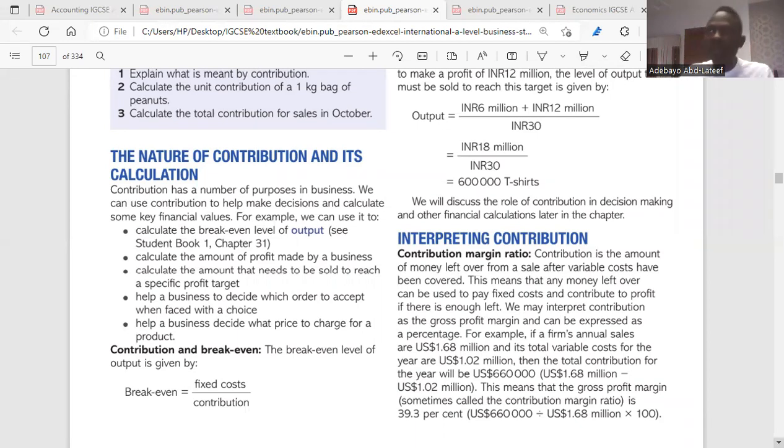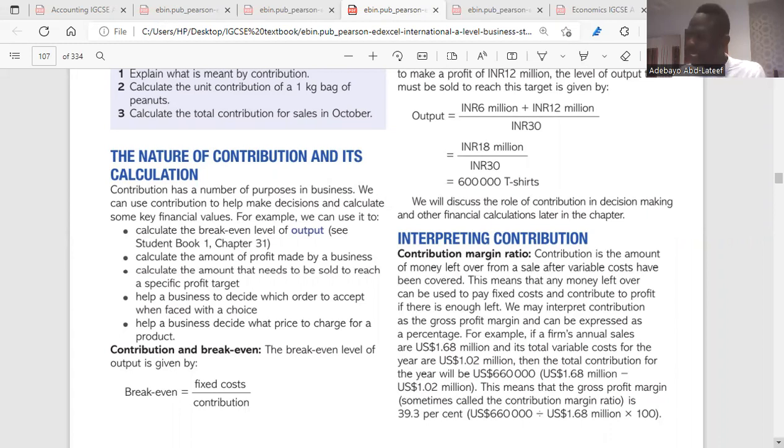So it has its own formula, and the formula is fixed cost divided by your contribution. Remember your contribution. How do you get your contribution? Your total revenue minus your total variable cost. So when you're talking about your break-even, it will be fixed cost divided by total revenue minus total variable cost. Is it clear? So that's the first purpose of contribution.